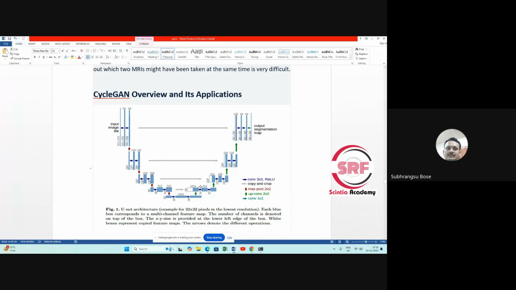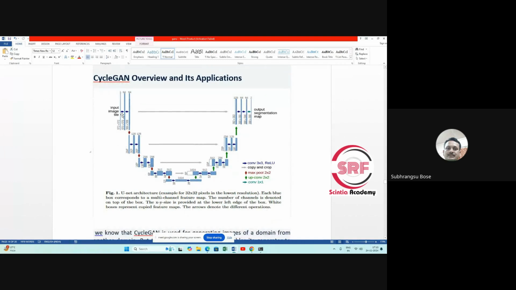CycleGAN architecture. First, compress the image and extract all the features of the image in 1024. Channels are high. Channels being high means extracting all features and compressing them, and then regenerating a new one, a new domain, through these features. Just compress the image and regenerate it. Downsampling and upsampling.